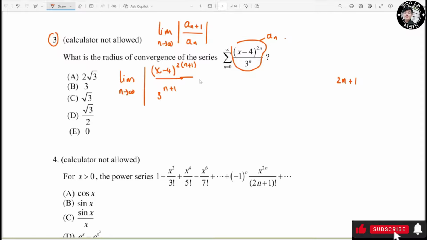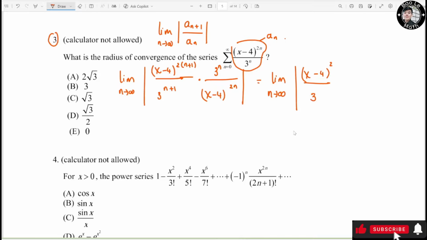Dividing by this one, we're going to multiply by its reciprocal, so 3 raised to the n over x minus 4 raised to the 2n. So we're going to simplify this one. This actually is 2n plus 2. So we have the limit when n approaches infinity of the absolute value of x minus 4 raised to the power of 2 over 3, because 3 raised to the n and 3 raised to the n cancel out.